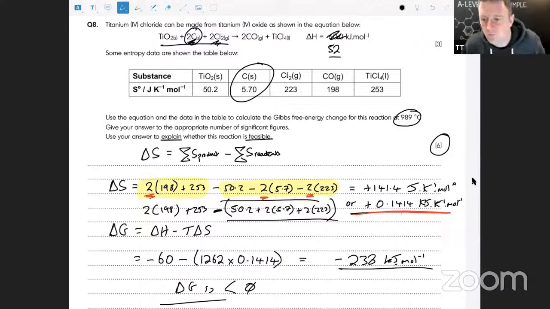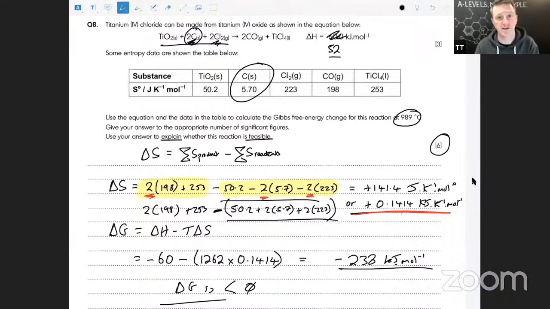If it's less than or equal to, not less than, you lose marks in the exam. It depends how the question is worded. So if the question says, what does delta G need to be in order for a reaction to be feasible? You can say zero or below. Okay, that would be your answer.